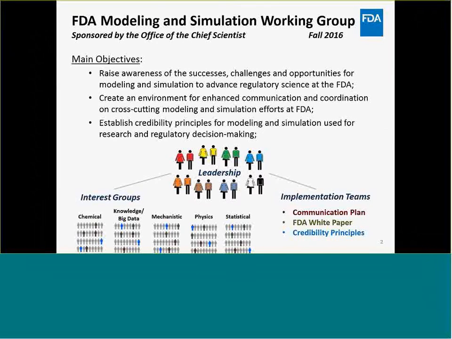What I want to point also out here is the structure of this working group has a leadership circle with members from each of the 7 FDA centers, in addition to 5 interest groups, which are subject-specific disciplines, which will have around 200 members in the interest groups. And then we'll have implementation teams of people who will pull from those groups to develop specific tasks or objectives, such as a communication plan, white paper, and these credibility principles.